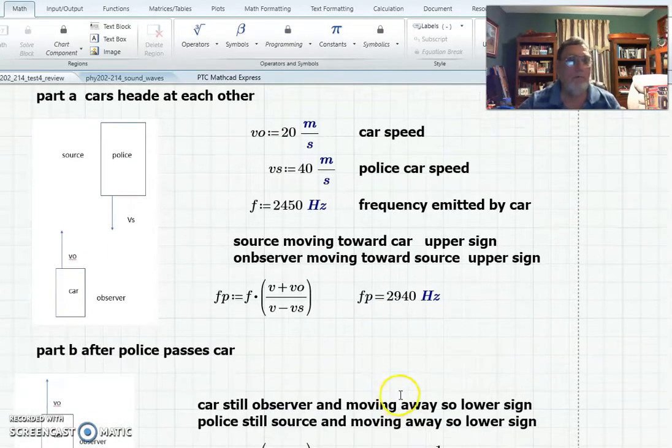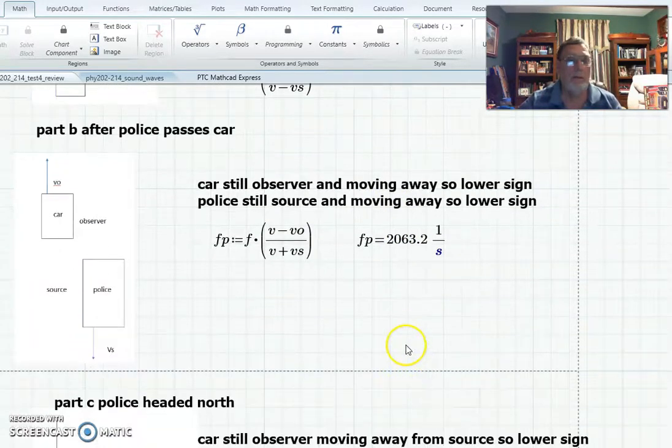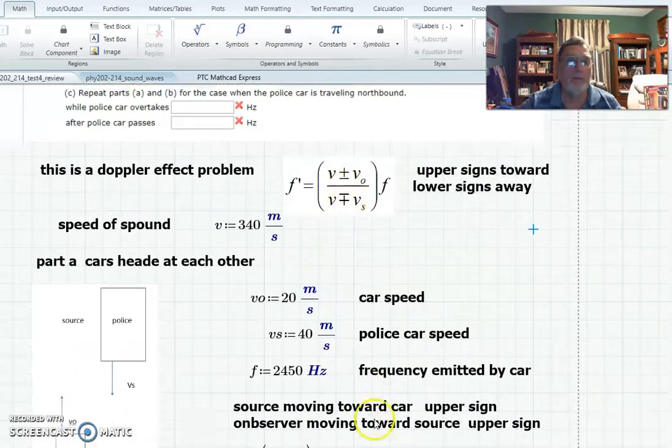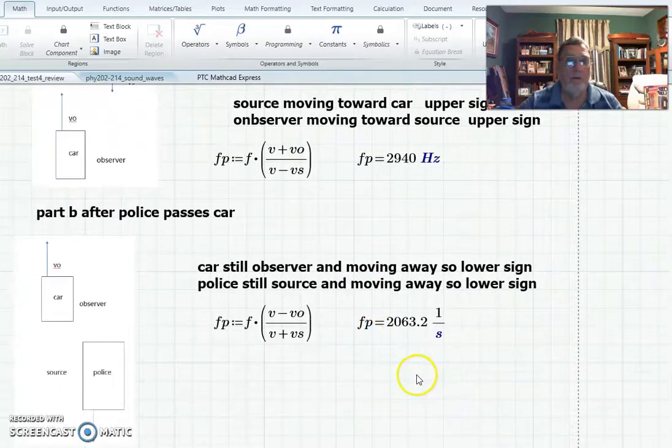All right, now once the police car passes, then the car is moving away from the police car, and the police car is moving away from the observer. Therefore, we use the lower signs, and if you go back and look, that's your minus and plus. And so now the wavelengths are longer, which gives us a lower frequency.